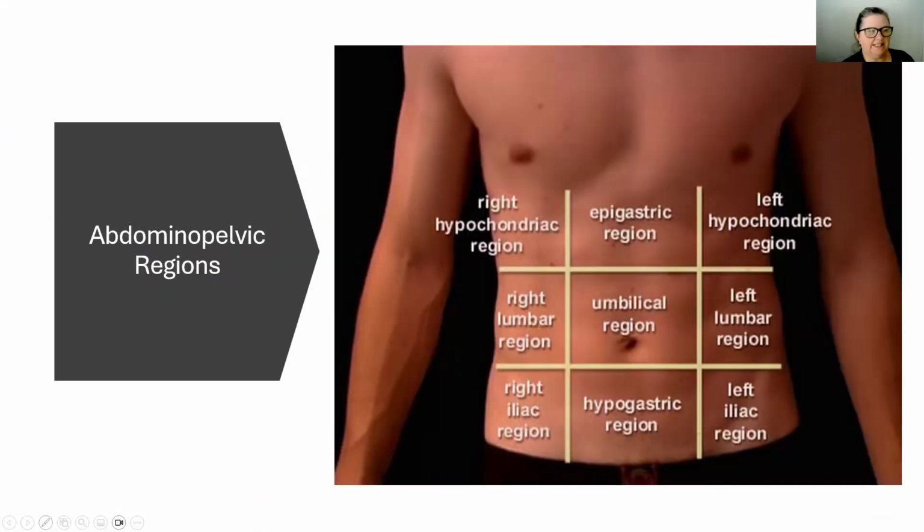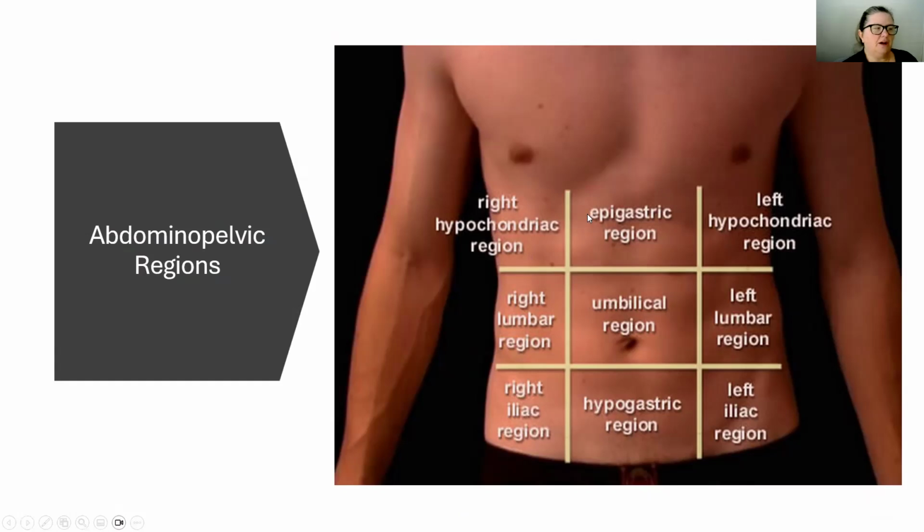Now we can further break down this area and look at regions. There are 9 regions. So if you want to be super specific about where things are, rather than just have the 4 general quadrants, you can have 9 regions. And the 9 regions are as follows. You have a right and left hypochondriac region. We'll get back to that word in a minute. You have the epigastric region. You have a right and left lumbar, the umbilical, right and left iliac, and the hypogastric. Now, here's why these are called what they are.